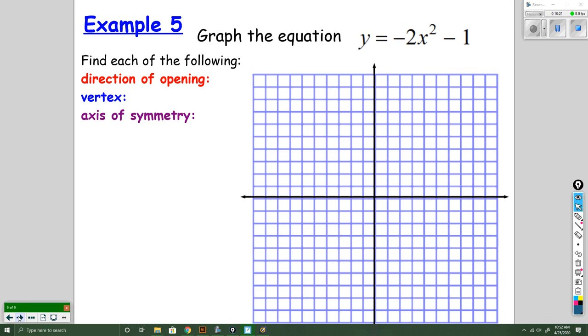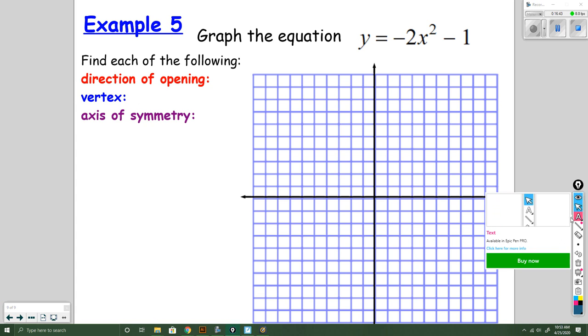In the last example, we have y equals negative 2 times x squared minus 1. So in this one, obviously this is not in vertex form. It's in standard form, but it's a rather simple one that's in standard form, so we can still find these features of the graph. The direction of opening, obviously, is still dependent upon a. But a is still right here. We still have ax squared.